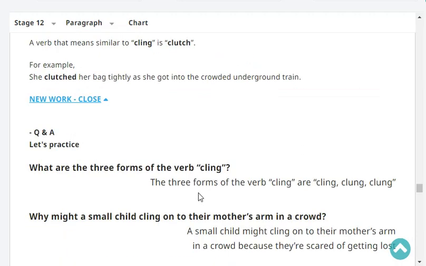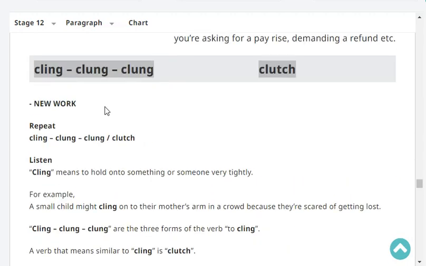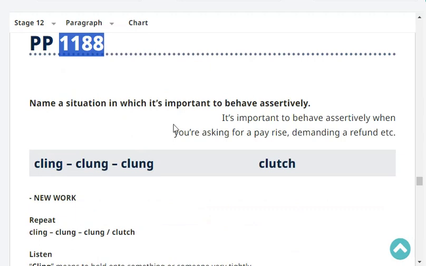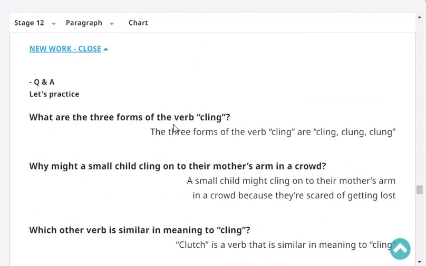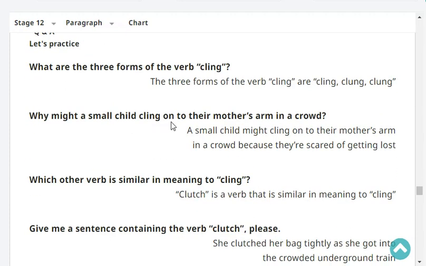What are the three forms of the verb cling? The three forms of the verb cling are cling, clung, clung. Very good. Why might a small child cling on to their mother's arm in a crowd? A small child might cling on to their mother's arm in a crowd because they are scared of getting lost.